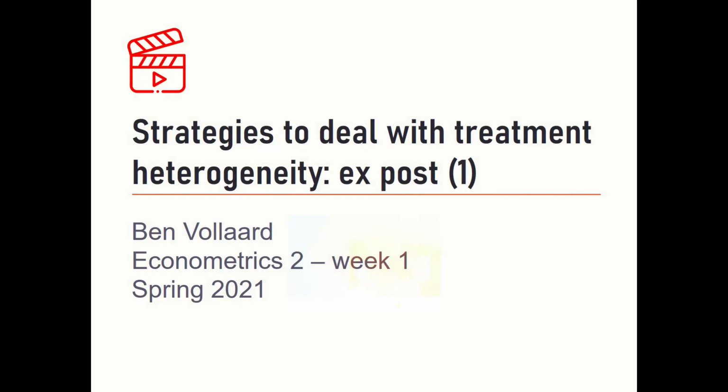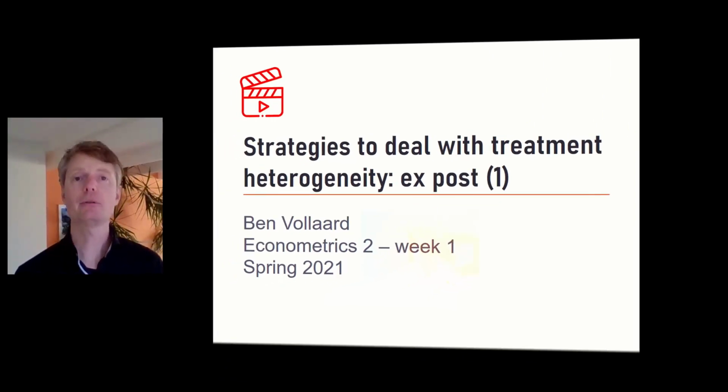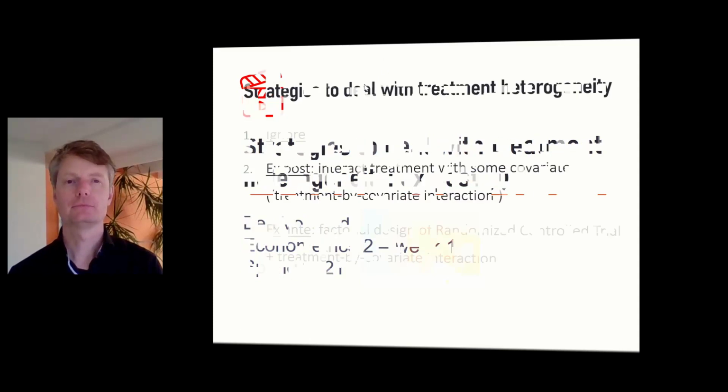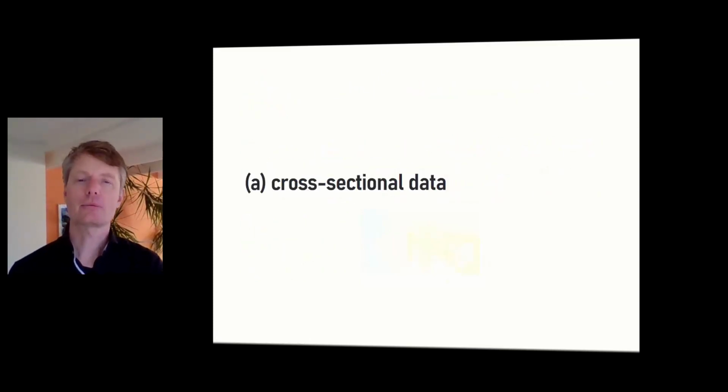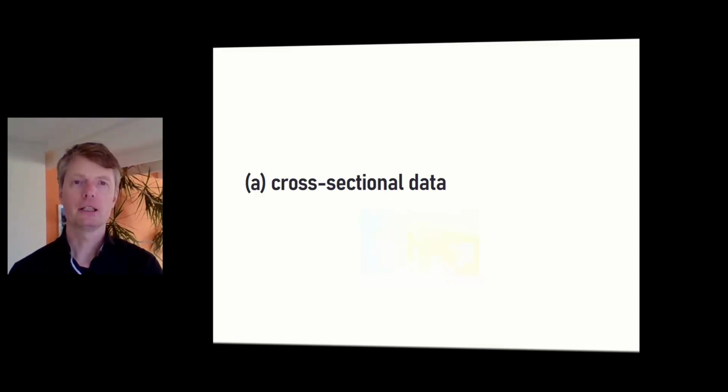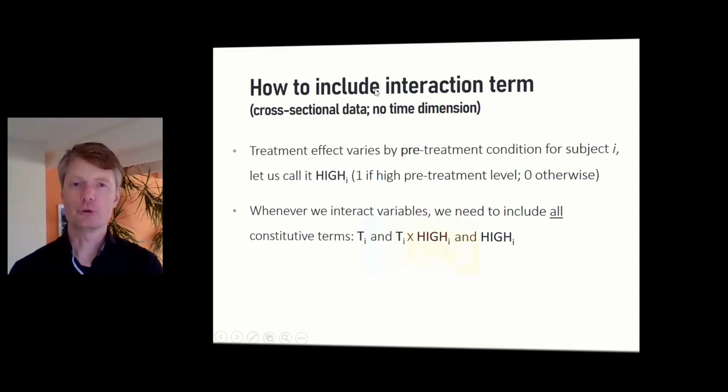Rather than ignoring treatment heterogeneity and simply reporting the average treatment effect, we may actually want to explore it after we have conducted our experiment or after we have collected our observational data. Now, let us start with the simplest case, namely cross-sectional data. So we only have variation between subjects in our study, and there's no time dimension here. So we're not dealing with panel data yet.